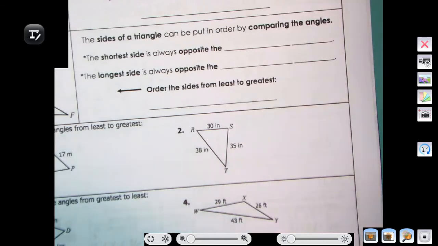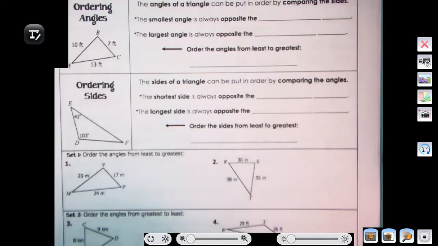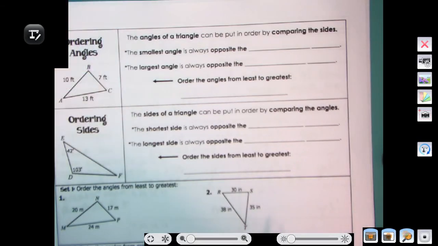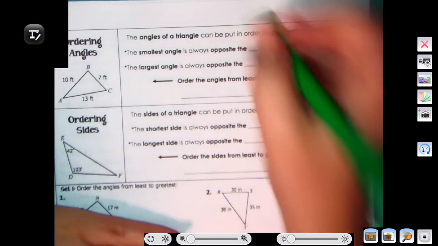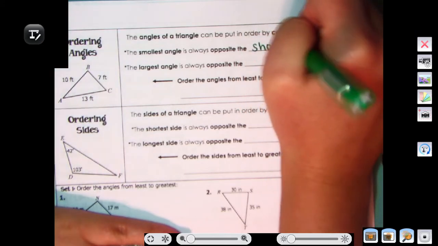And this goes more along with that original example that I showed you on Canvas, the module where I can play around with the angles. So the angles of a triangle can be put in order by comparing the sides. This is what I said before. The smallest angle is always opposite the shortest side.